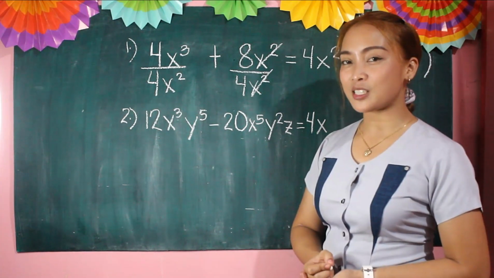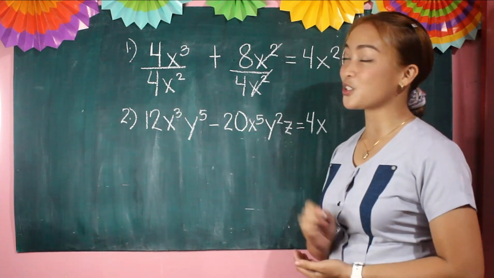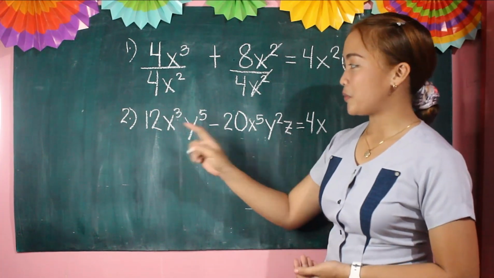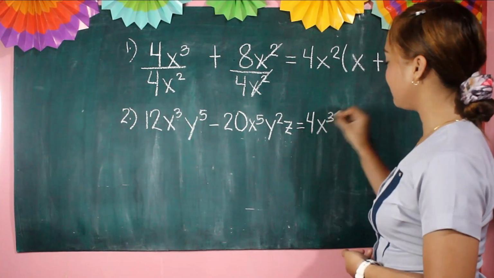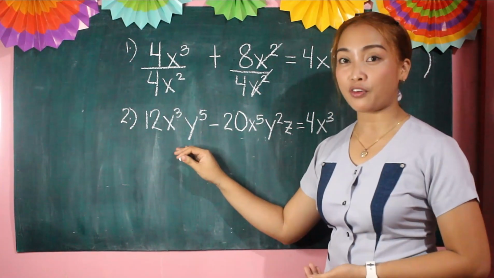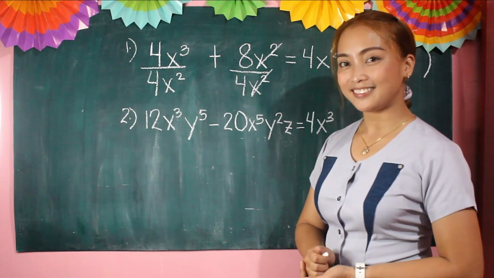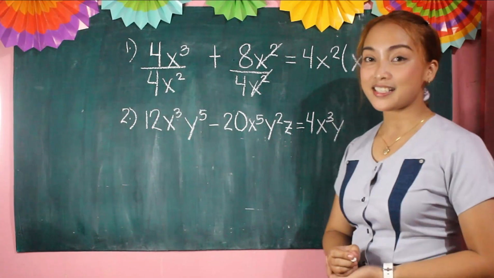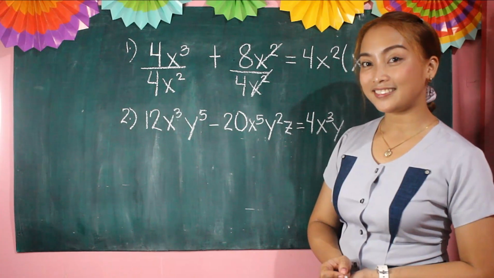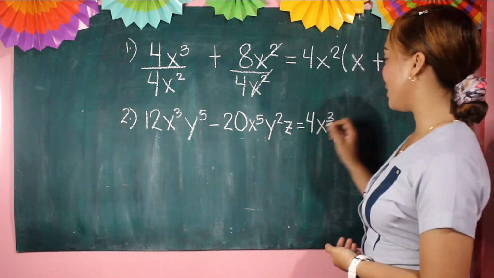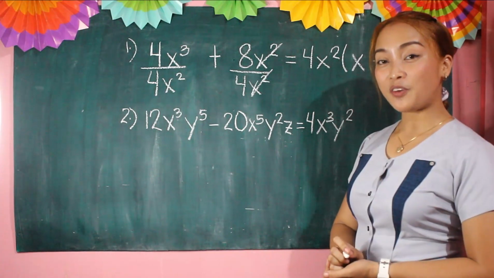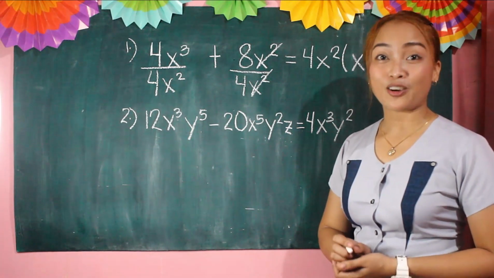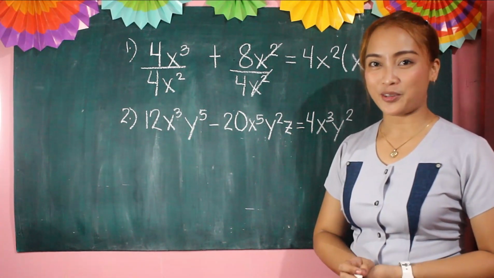Now, what is the least exponent na given sa mga expressions na magiging common natin? We have 3. Next one, our variable y. May y ba lahat? Yes, ma'am, meron. Now, what is the least exponent for y? We have 2. Next variable, may z ba lahat? Wala. Therefore, hindi siya common variable.